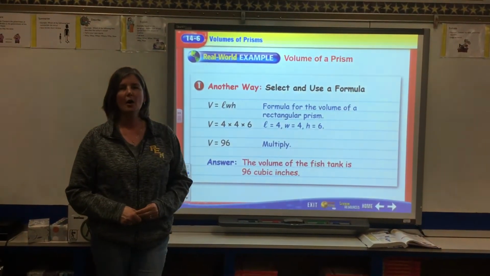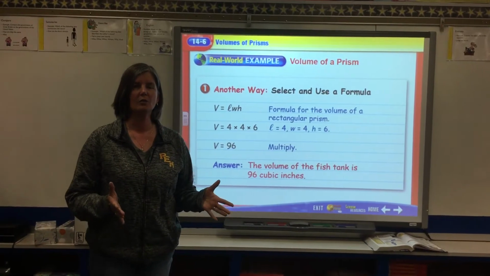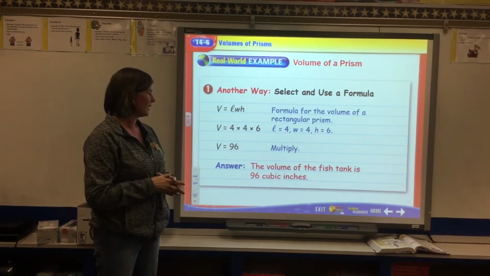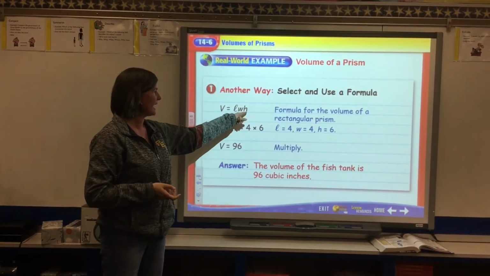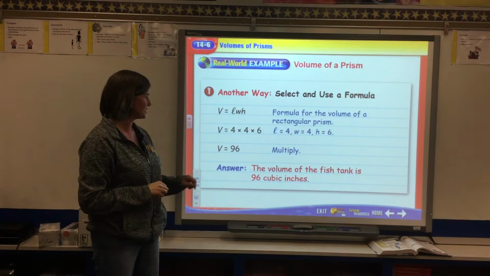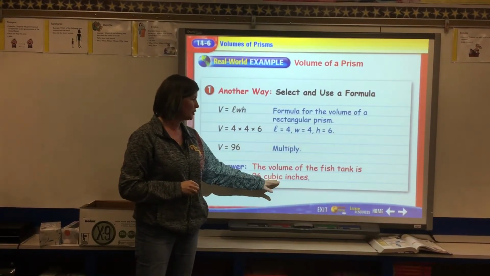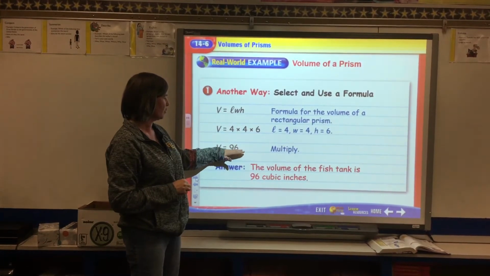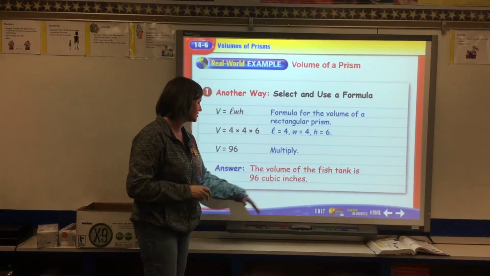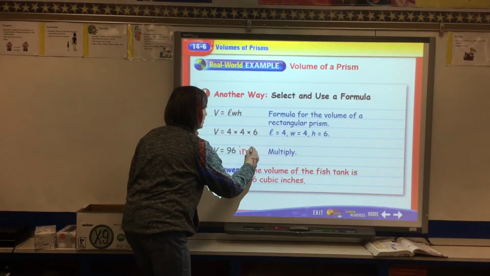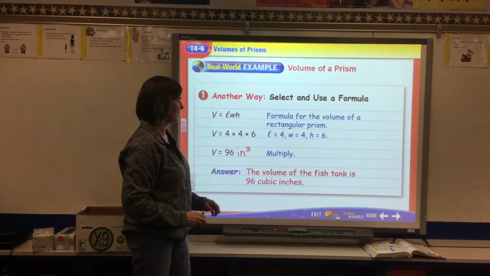Whenever we've been talking about area, we've always used the little 2 to make it squared. When you're talking about volume, you're adding in that third dimension, and so instead of to the second power, it's going to be to the third power, which we call cubic inches. So the volume of that specific fish tank was 96 cubic inches. We could write it like that, or if we wanted to use the abbreviation, we would put it like that, cubic inches.